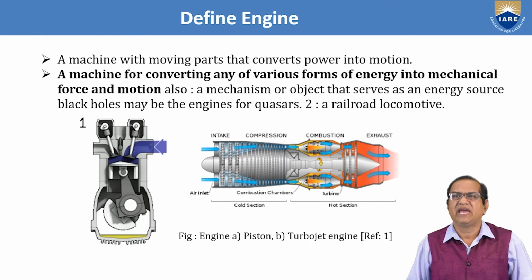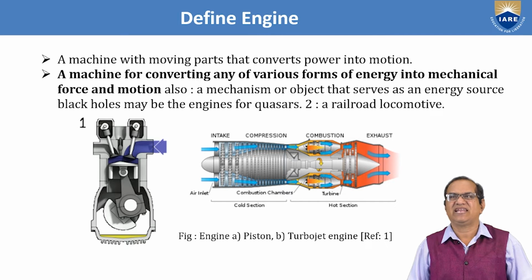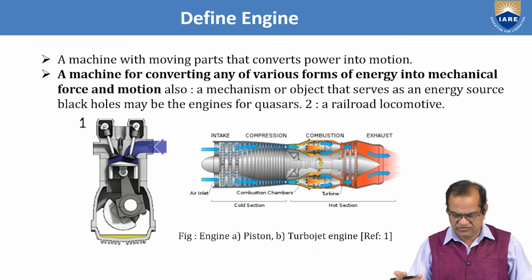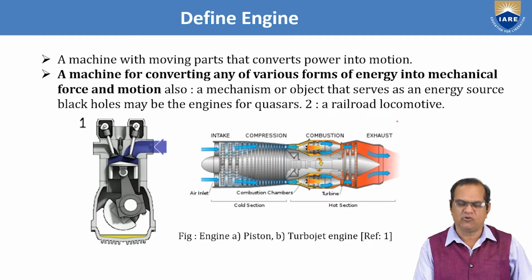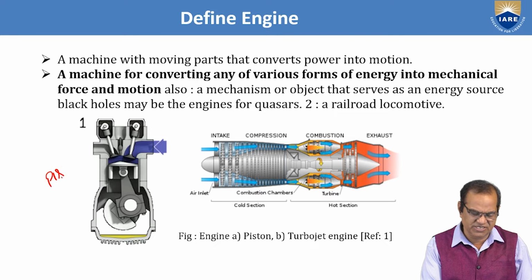Also, a mechanism or object that serves as an energy source. Black holes may be the engine for quasars, or a railroad locomotive. So these are some examples. Here I have shown this is the piston engine.